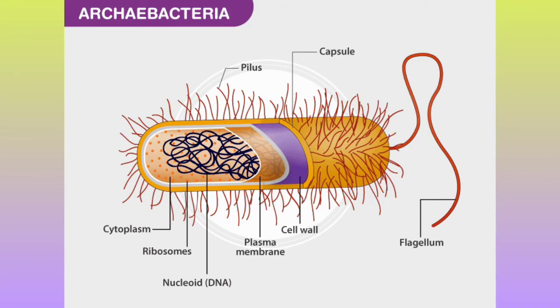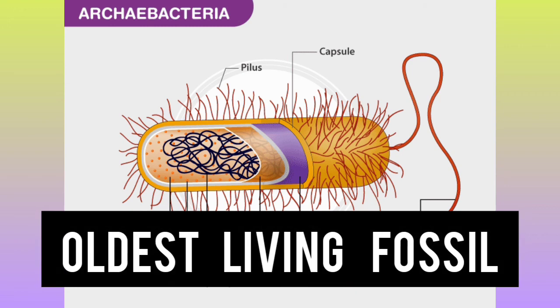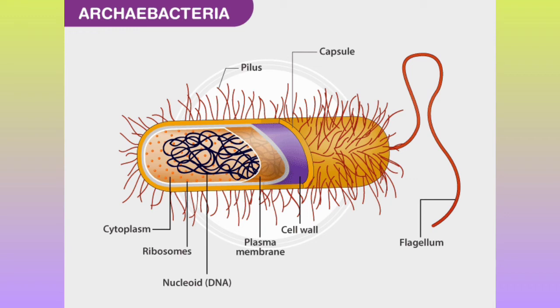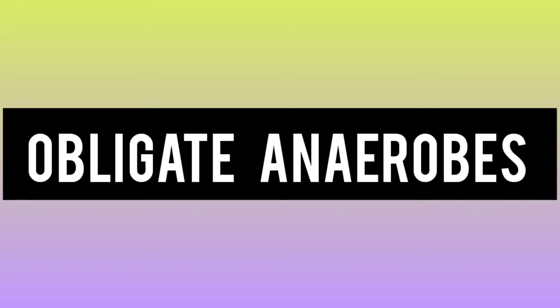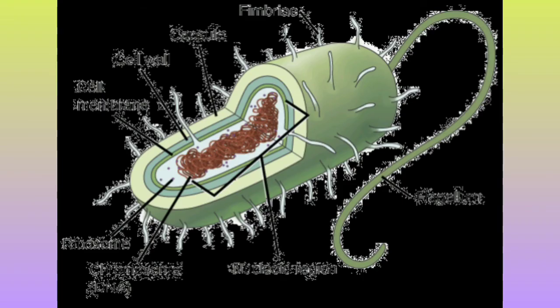So these Archaebacteria are the oldest living fossils. It is a very important point. You just note down and remember this. Archaebacteria are the oldest living fossils, and next, they are mostly obligate anaerobic bacteria, or you can say obligate anaerobes. Sometimes they will ask questions: find the example of obligate anaerobes. Obligate anaerobes means you can take the Archaebacteria. Here a few characters are there. These characters are not found in the general bacteria or Eubacteria.